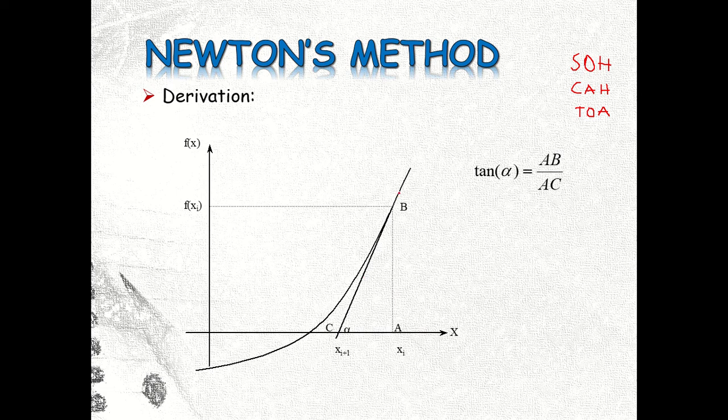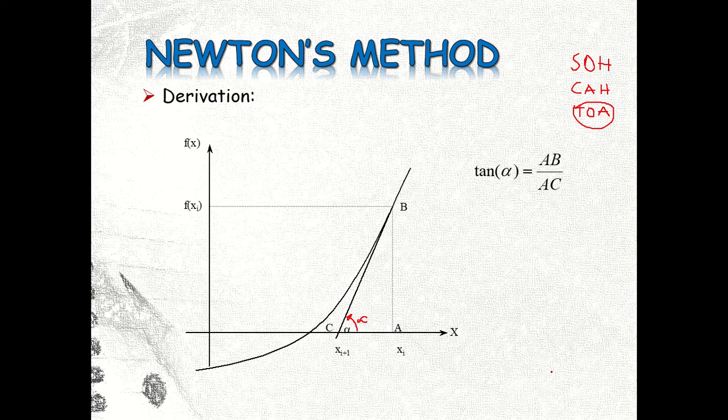So in this position, we have this. This is our angle alpha. I will rewrite it here. So tangent of alpha. From the definition, TOA: T means tangent, O means opposite over adjacent. So this is the opposite, this length, AB, divided by the adjacent, AC. So tangent alpha is equal to AB over AC.